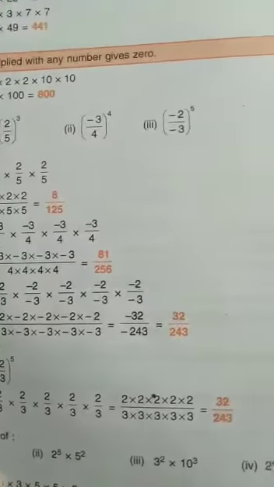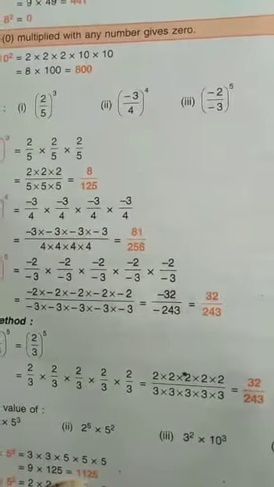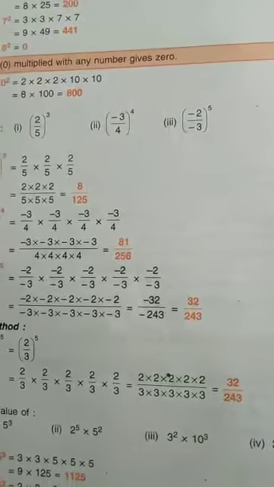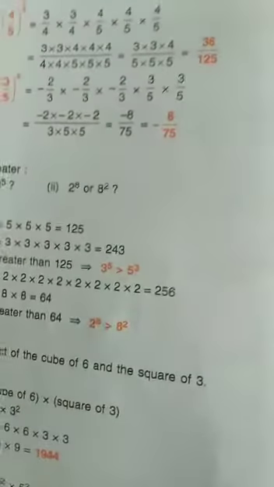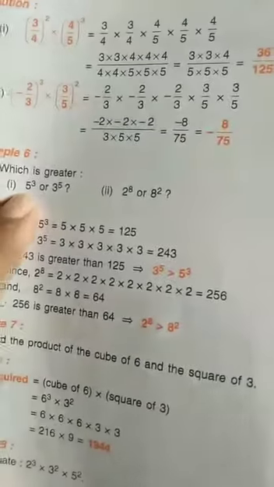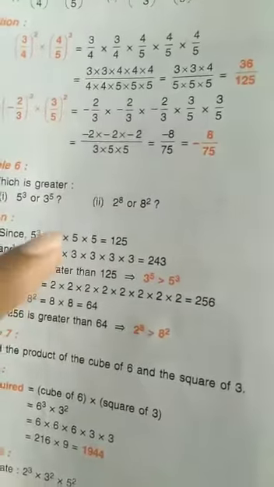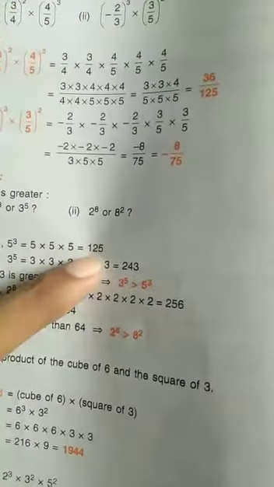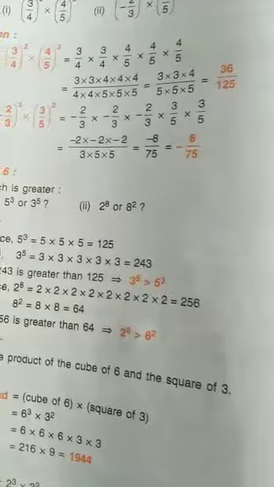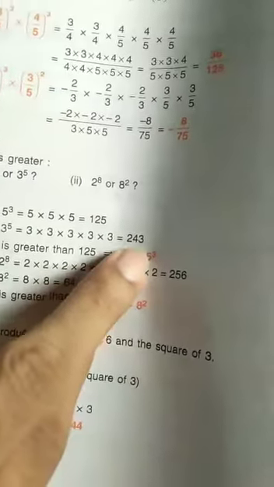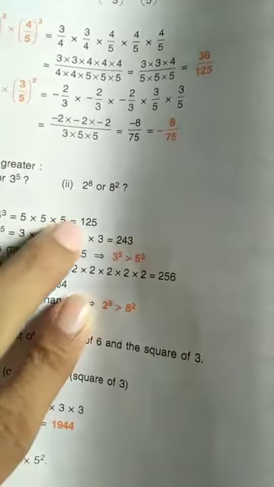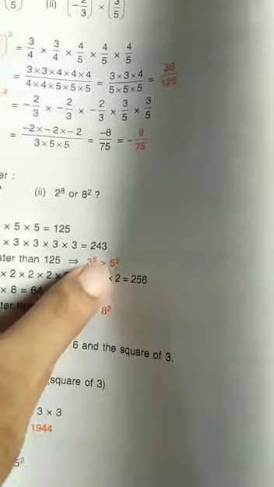Okay, so now example 4, 3 square into 5 cube. So 3 into 3 into 5 into 5 into 5, and we will get the answer 1125. Now if we compare two exponential expressions like 5 to the power 3 and 3 to the power 5, which is greater? 5 to the power 3 means 5 into 5 into 5, that means 125, and 3 to the power 5 means we multiply 3 by itself 5 times, so it equals 243. We know that 243 is greater than 125, so 3 to the power 5 will be greater than 5 to the power 3, right?